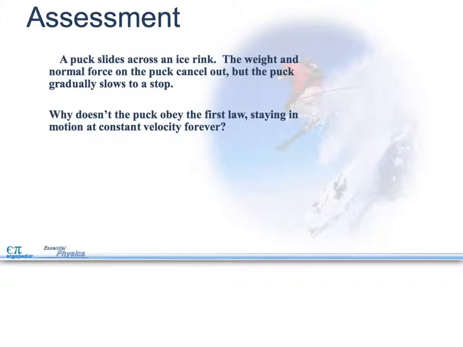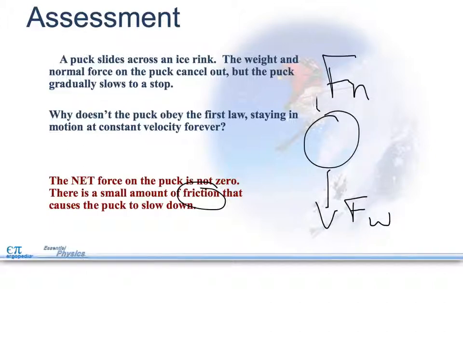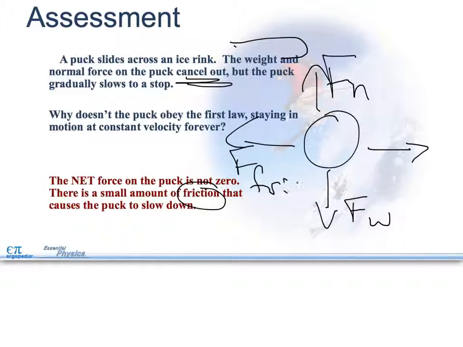A puck slides across an ice rink. The weight and the normal force on the puck cancel out, but the puck gradually slows to a stop. Why doesn't the puck obey the first law, staying in motion at constant velocity forever? The net force on the puck is not zero. There is a small amount of friction that causes the puck to slow down. Remember, we had the weight going down and the normal force going up, so these are canceling out. The puck was probably sliding in this direction, but in the opposite direction we have friction, and that friction is what slows down the puck.